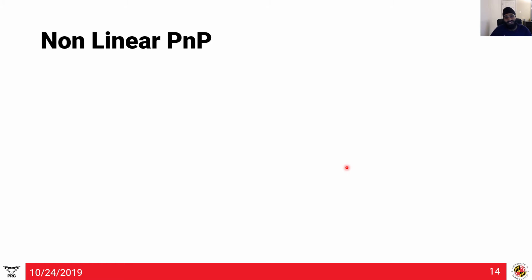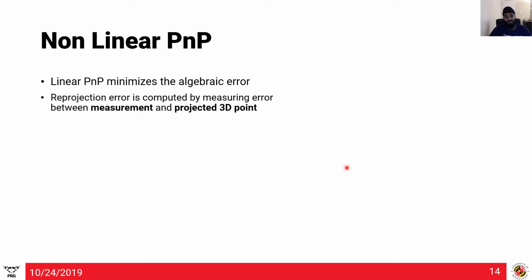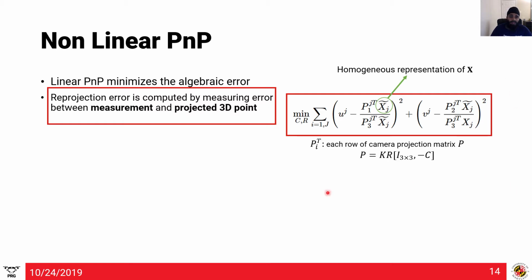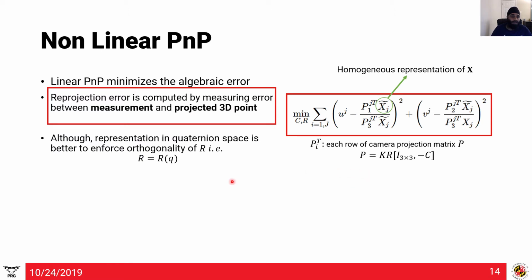But there's another version called nonlinear PnP. Linear PnP minimizes the algebraic error, but there's more to it. My reprojection error is computed by measuring the error between the measurement and the projected 3D points, something like what we saw. And my x tilde is my homogeneous representation of x. This is the same definition that we use for both.